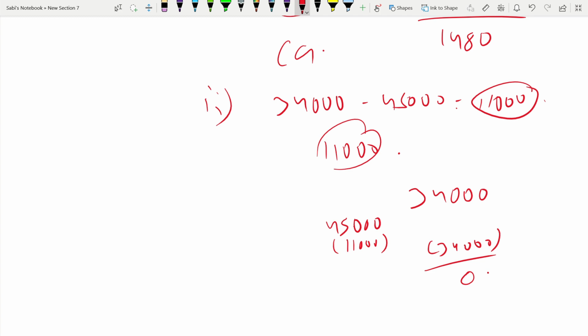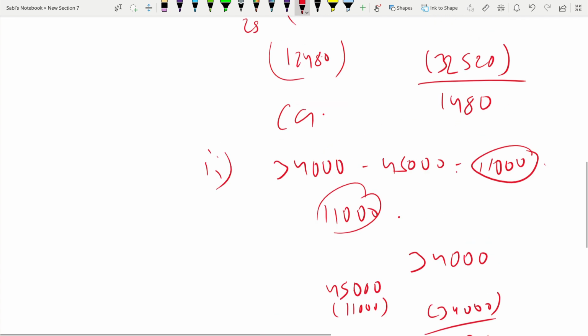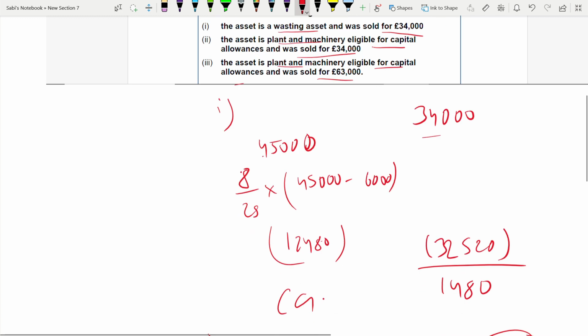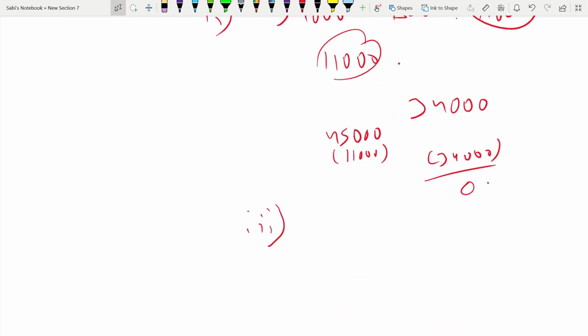And the third scenario, sold for 63,000. Because it is 63,000, normal gain computation. So 63,000. What is the cost? 45,000. It is 18,000 is the gain. This is normal.